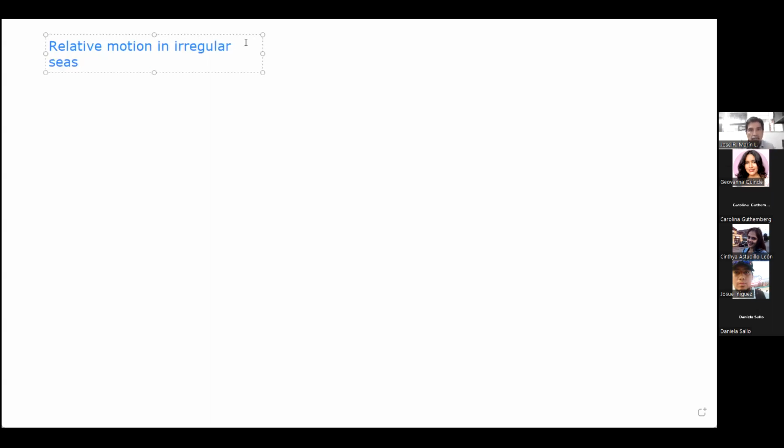What we need is to be able to calculate relative motion. There are two cases which are very interesting. Somebody was asking me this afternoon, so I decided it would be a good idea to explain to the whole group. Let's suppose we want to analyze the possibility that, because of the motion, the propeller can come out of the water.